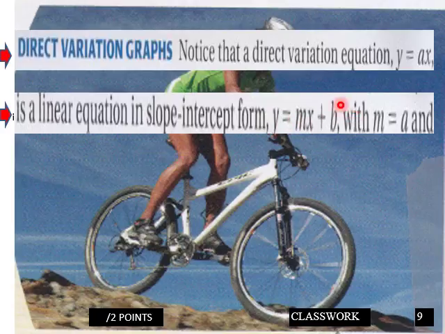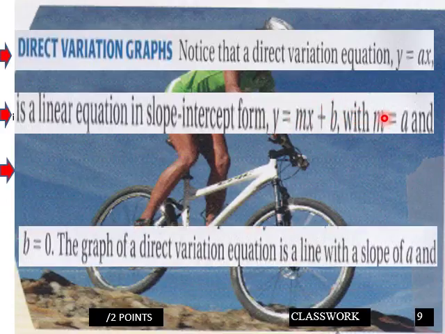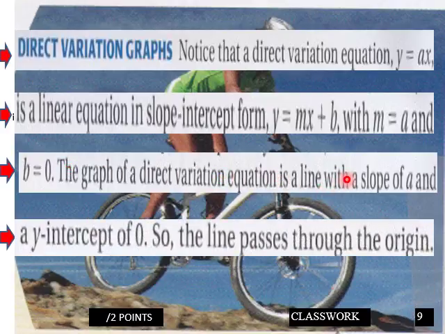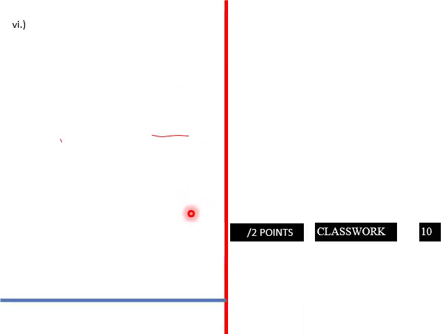So direct variation graphs. Notice that a direct variation equation is a linear equation in slope-intercept form, y equals mx plus b, with m equal to a and b equal to 0. The graph of a direct variation equation is a line with a slope of a and a y-intercept of 0. The line passes through the origin.